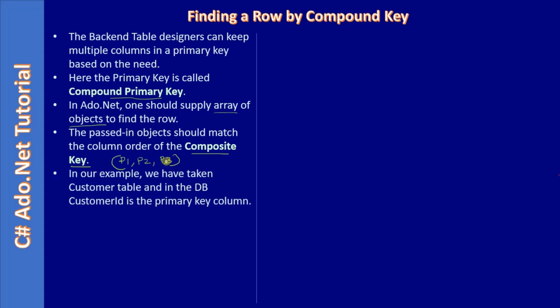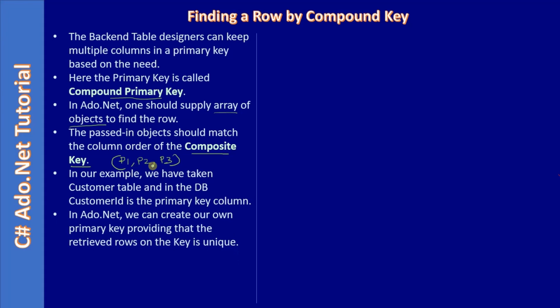In our example, we have taken the customer table, and in the DB, customer ID is the primary key column. We already saw that in our previous video, and we also fetched a row by passing the customer ID to the Find method. In ADO.NET, we can create our own primary key, provided that the retrieved rows on the key are unique.